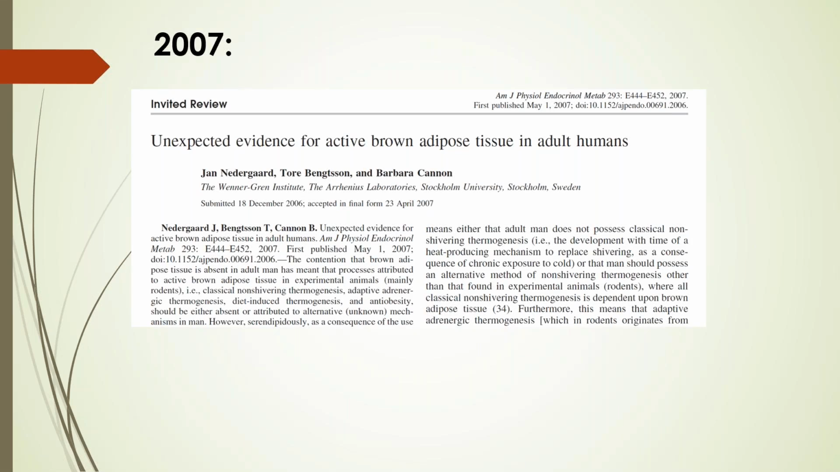So finally, when these findings kept coming in and being reported by several other scientists, this was all reviewed by Barbara Cannon in 2007. She published this review in which they put forth the hypothesis that possibly what we are seeing in a PET scan is actually the existence of brown fat in an adult human being. This was a great discovery because now people had discovered a tissue which they thought never exists after we are growing up. It's only in the newborns.